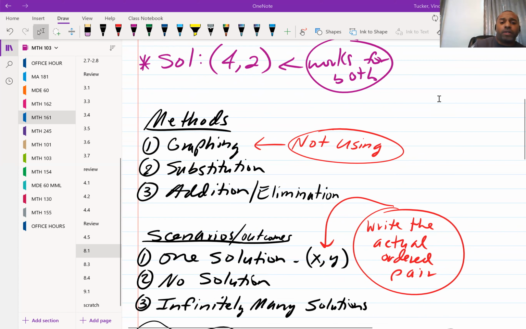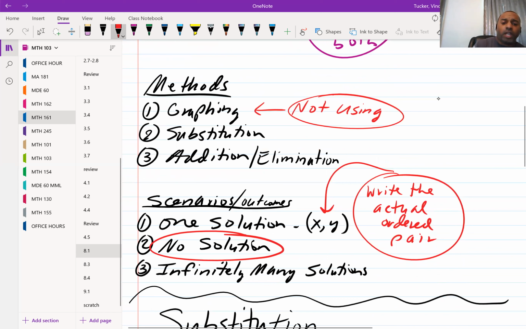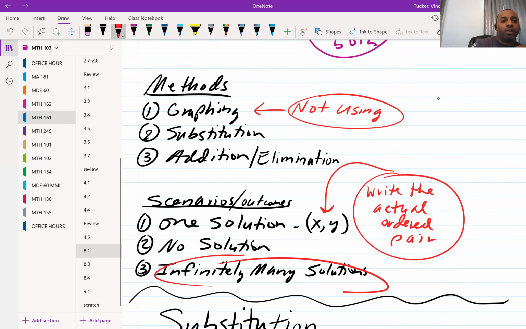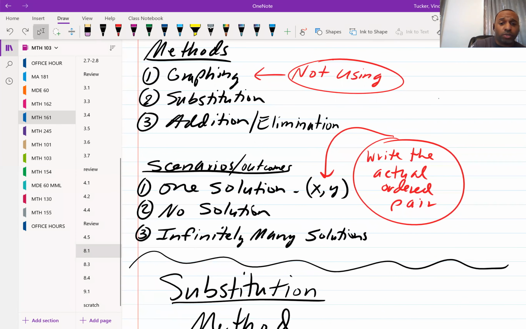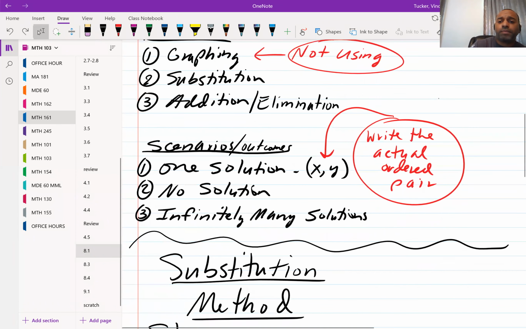The other two scenarios are no solution, where you write down no solution, or infinitely many solutions. So those are your three scenarios that could take place no matter what method you use: one solution, no solution, or infinitely many solutions.